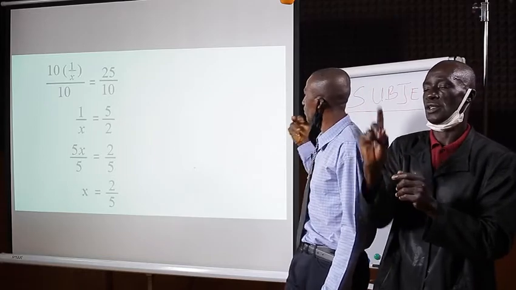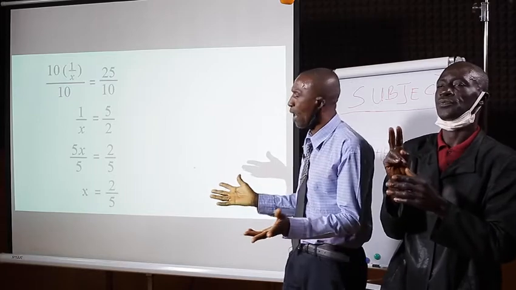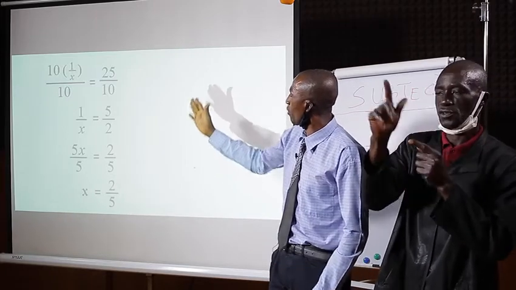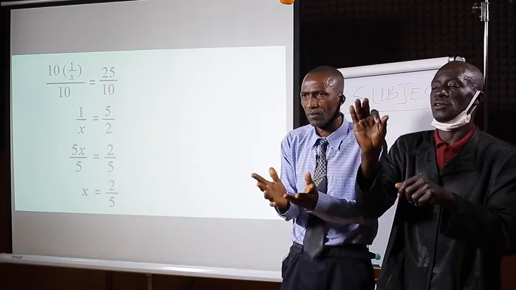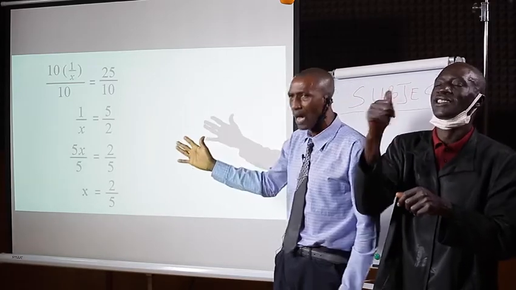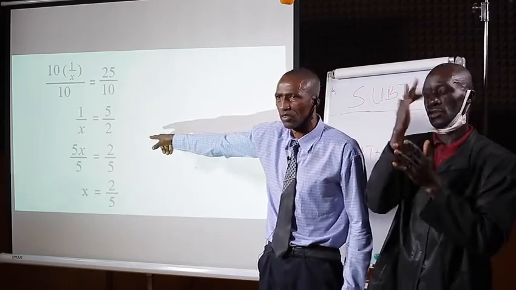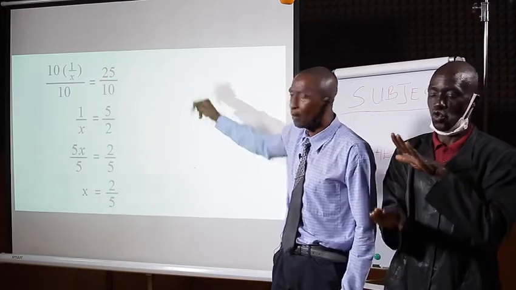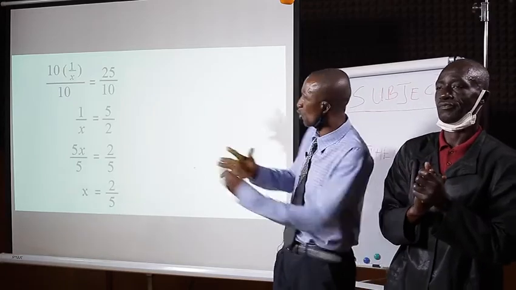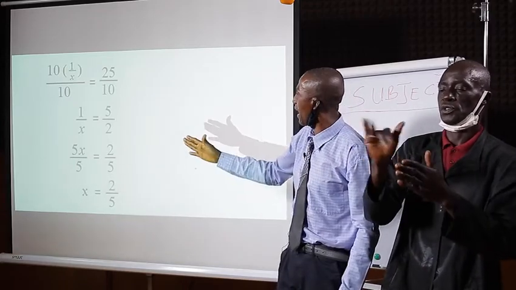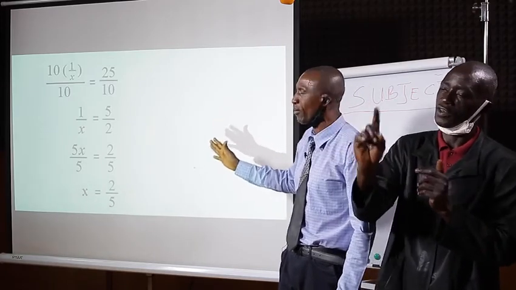Let's come to the right now. 25 divided by 10 will give you 5 over 2. Why is it 5 over 2? When you reduce 25 over 10 to its lowest term, the HCF of 25 and 10 is 5. So 5 into 10, the answer is 2. That's why you have the denominator as 2. Then 5 into 25, of course, the answer is 5. So the new equation becomes 1 over x equals to 5 over 2.